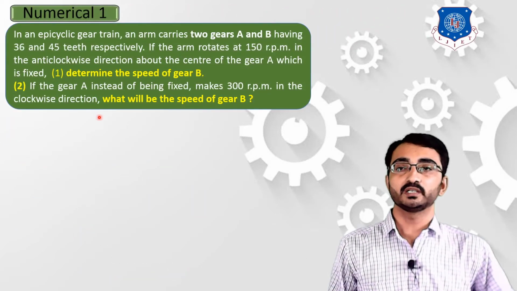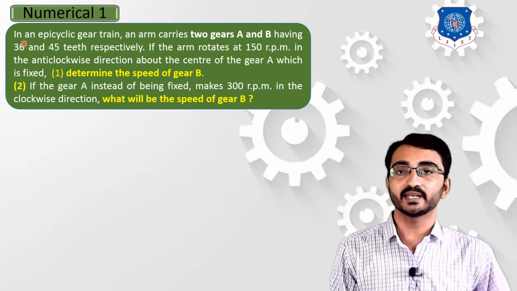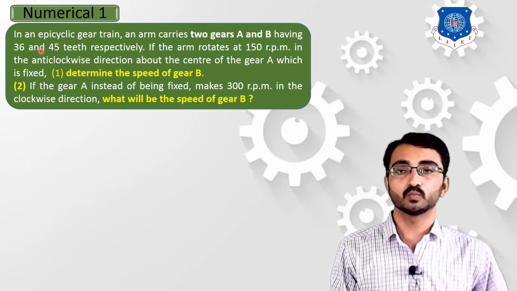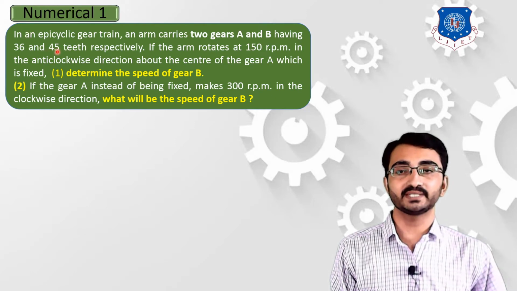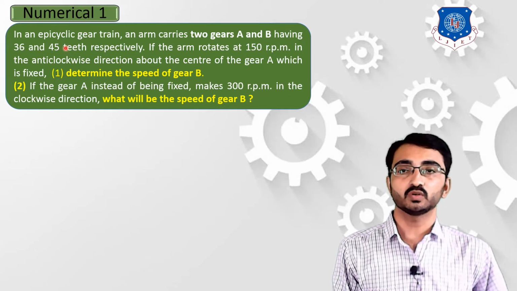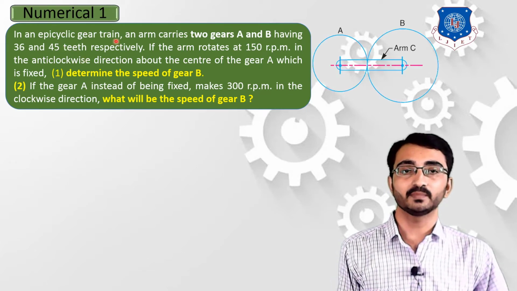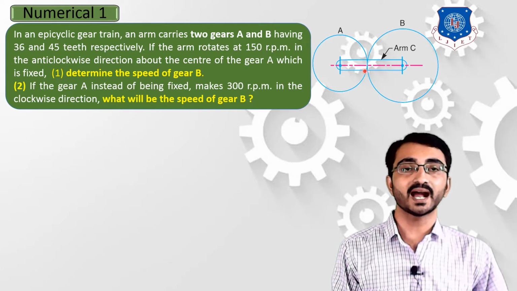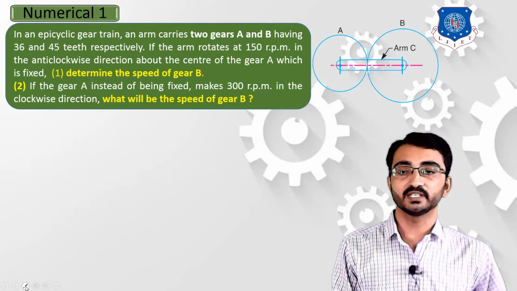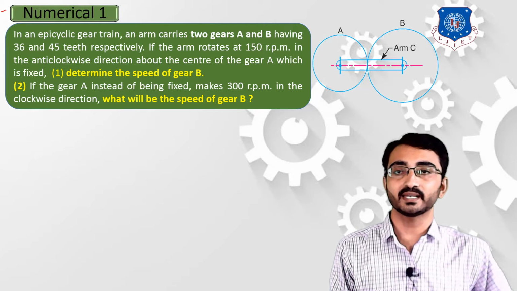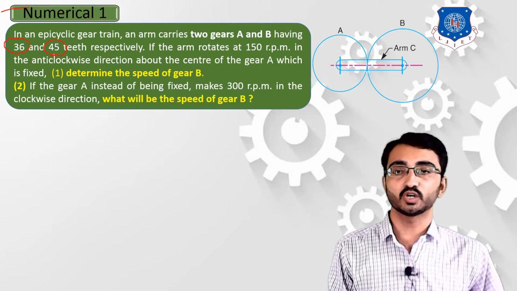In this numerical, we have been given an epicyclic gear train. First of all we have to consider the type of gear train. Most of the examples in this chapter will be of epicyclic gear train. In epicyclic gear train we have a simple diagram: gear A, gear B and an arm connecting these two gears, A and B. The arm carries two gears, gear A and gear B. They have number of teeth on their periphery as 36 and 45. So over here we can consider that TA is 36 and TB is equal to 45.